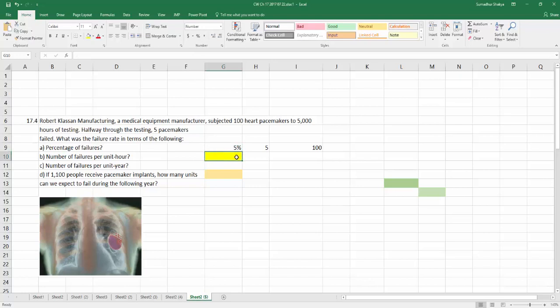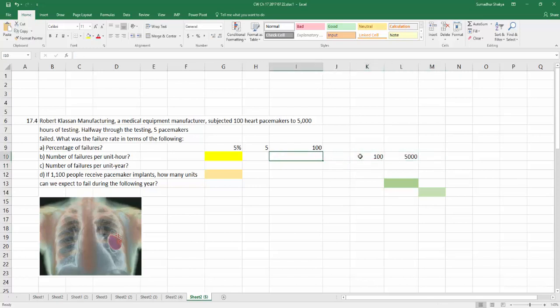Now the number of failures per unit hour, we need the number of hours of operating time. So first let us calculate the operating time for 100 heart pacemakers, which were all subjected to 5,000 hours of testing. So first let's say there were 100 pacemakers. They were all tested, subjected to 5,000 hours. So had none of them failed, the operating time would be what?